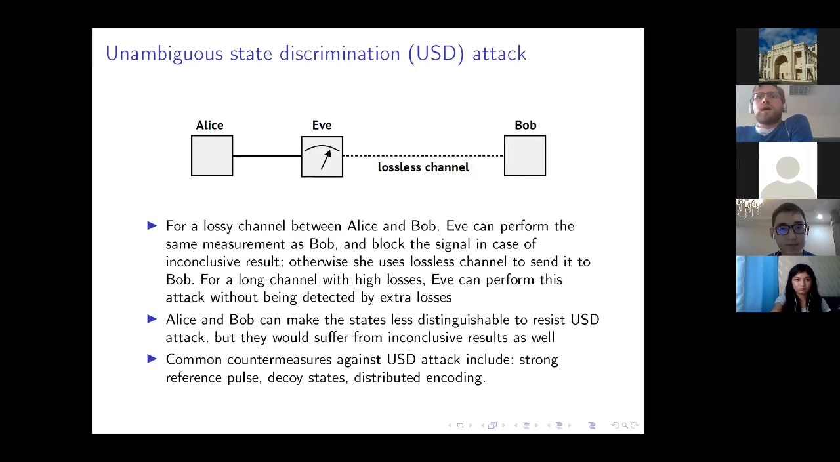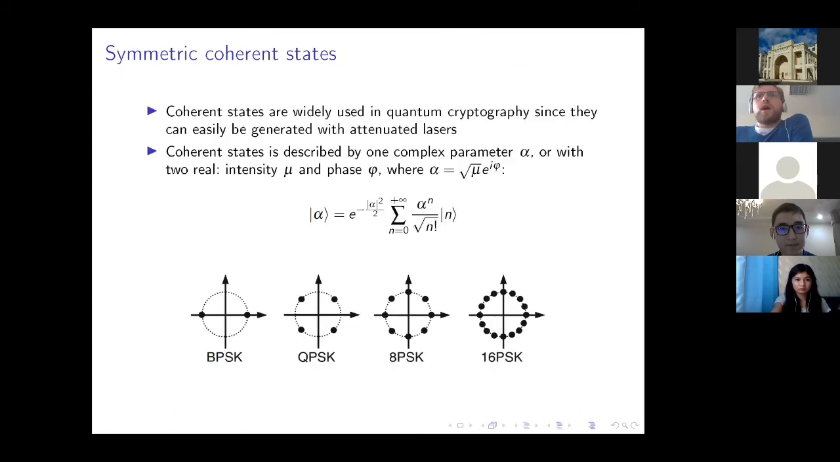Alice and Bob can resist this attack by making the states less distinguishable, but it is not a very good idea for them because they also suffer from the drop of key generation rate. They will get a lot of inconclusive results as well. There are common countermeasures in practical quantum cryptography against this attack, which include decoy states, a strong reference pulse, which must reach the receiver side, and they can also include distributed encoding, like in the coherent one-way protocol and the differential phase shift (DPS) protocol. Another possible countermeasure against the unambiguous state discrimination attack is using symmetric coherent states.